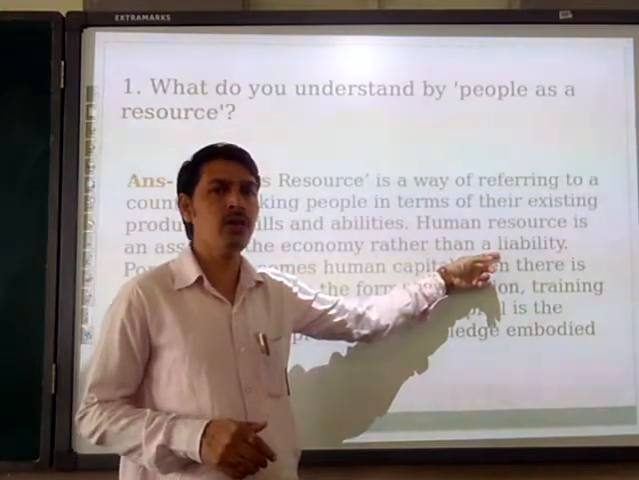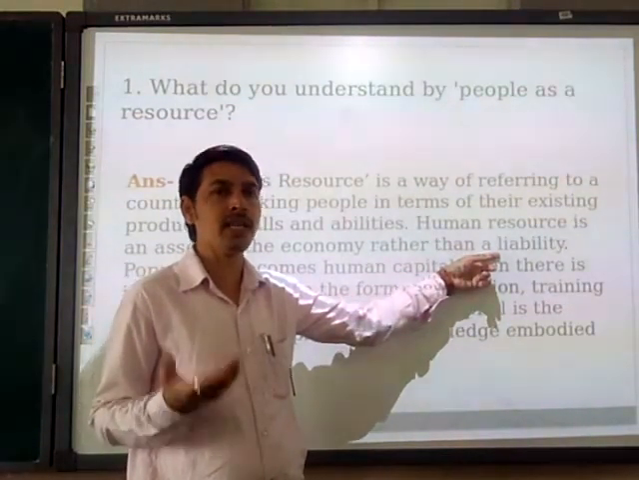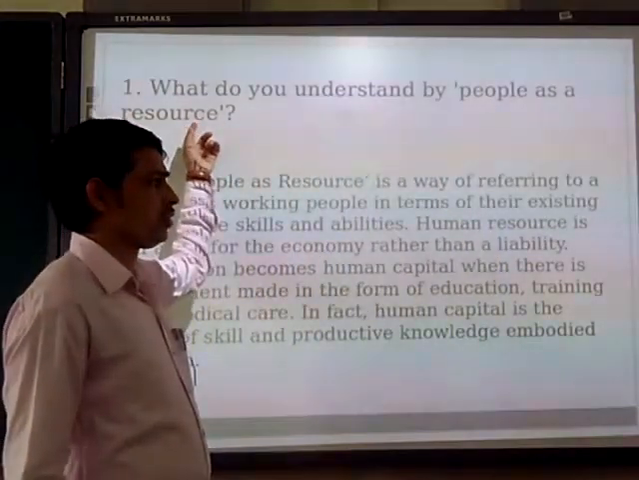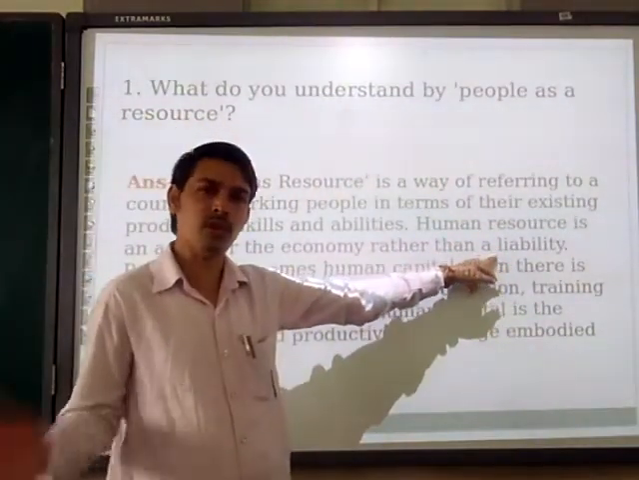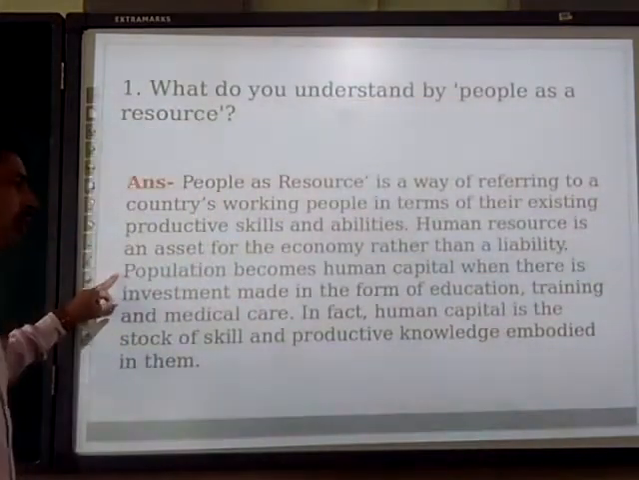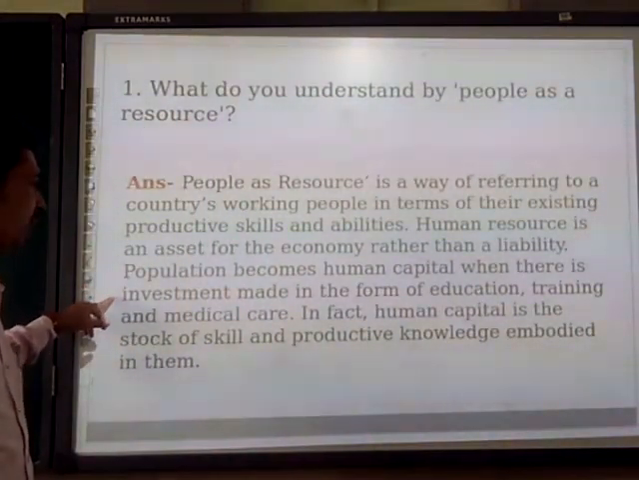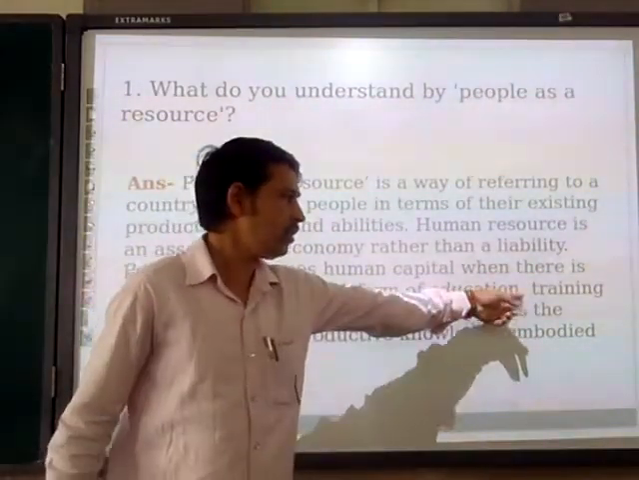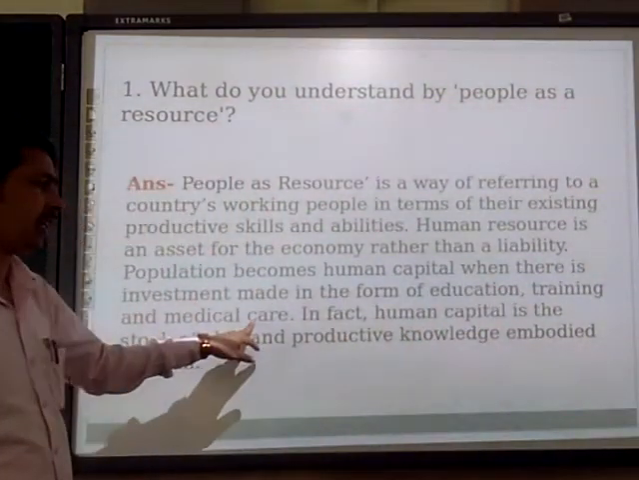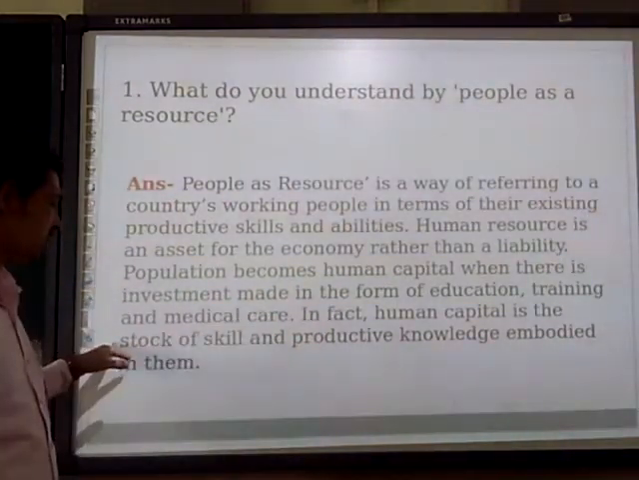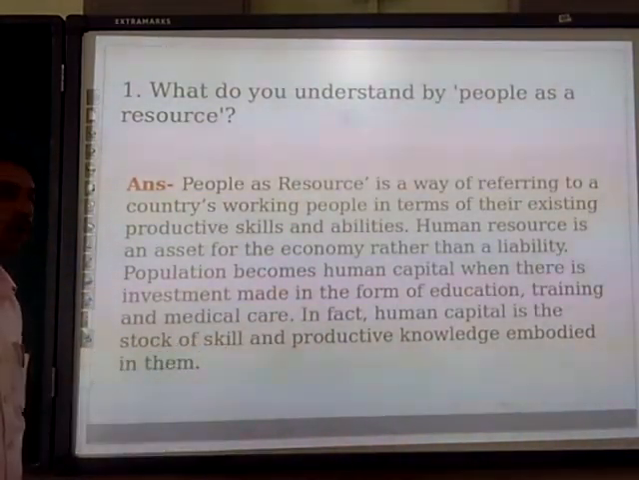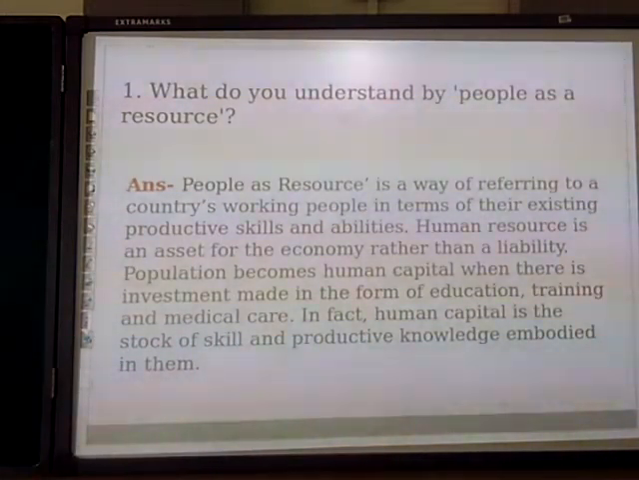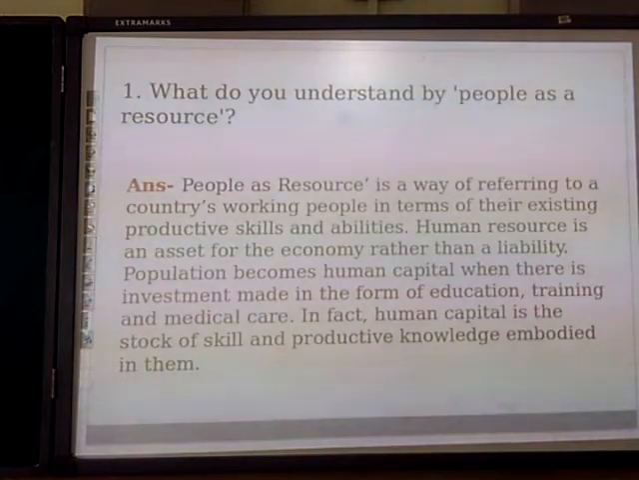You are here in the school to become a good citizen of the country. That means you want to make yourself a valuable resource, not a liability to the country. Then population becomes human capital when there is investment made in the form of education, as I stated to you, training and medical care. In fact, human capital is the stock of skill and productive knowledge embodied in them. You can have your own answer also, you can write it.